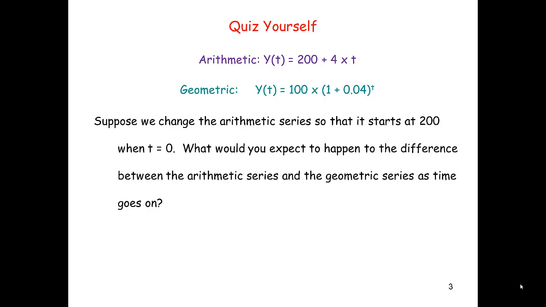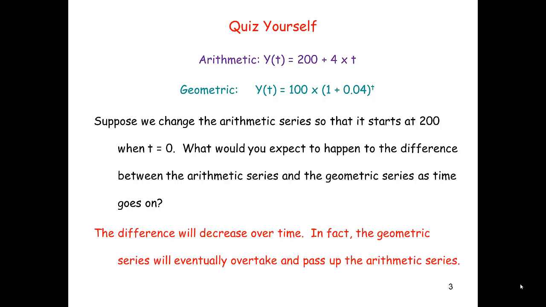So quiz yourself. Suppose we have our arithmetic and geometric series, but I've made one change here. I put it so that the arithmetic series starts at 200 rather than 100 at time equal to 0. So the question is, what would you expect to happen to the difference between the arithmetic series and the geometric series as time goes on? Well, the difference will decrease over time. In fact, the geometric series will eventually overtake and pass up the arithmetic series. And that's easy to see by either plugging in values or by looking at the graphs I showed you on the previous slides.